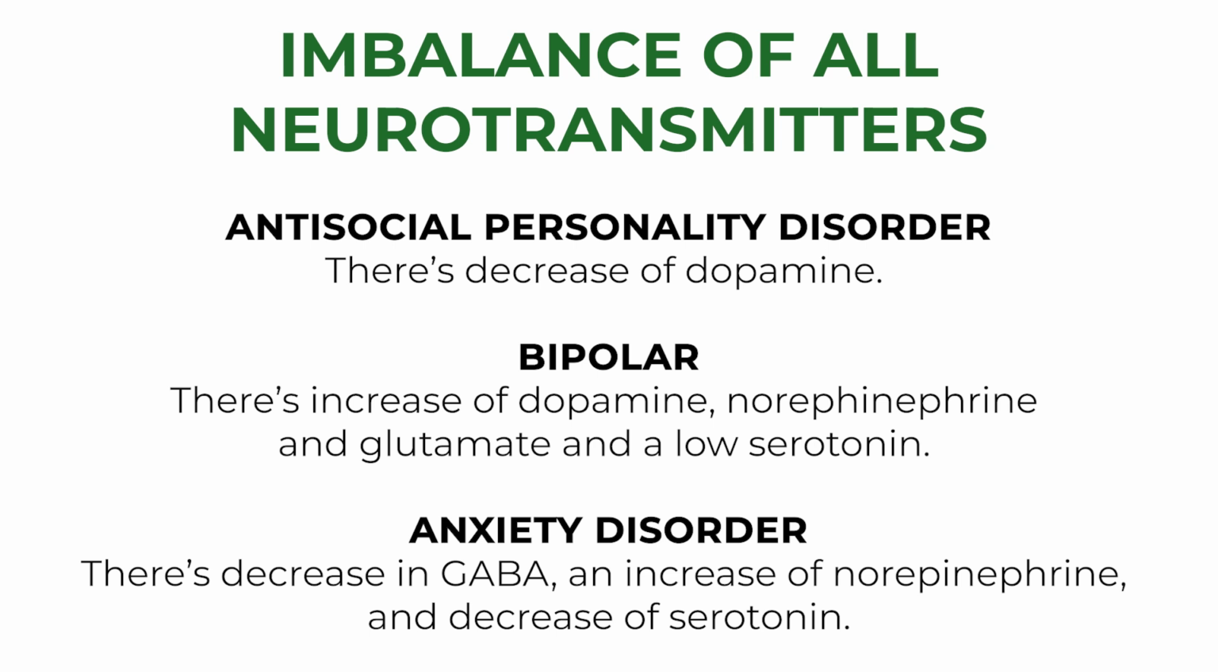In bipolar disorder, patient is having increased dopamine, a high level of norepinephrine, high level of glutamate, and a low serotonin. I'll repeat that again. In bipolar disorder, increased dopamine, high norepinephrine, high glutamate, and a low serotonin. Let's go to anxiety disorder. In anxiety disorder, patient has a decreased GABA. They have increased norepinephrine, and they have a decreased serotonin. Anxiety disorder, a decrease in GABA, an increase in norepinephrine, and a decrease in serotonin.